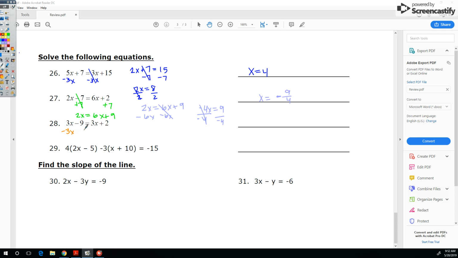Subtract 3x from both sides. Oh no. Does -9 equal 2? Absolutely not. So this will be no solution.